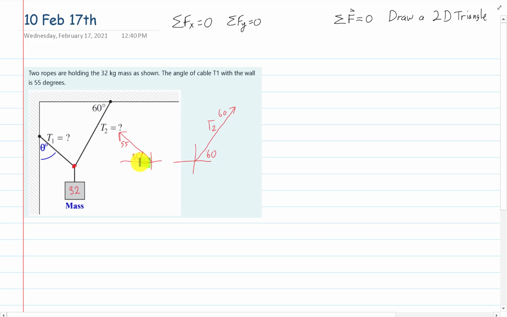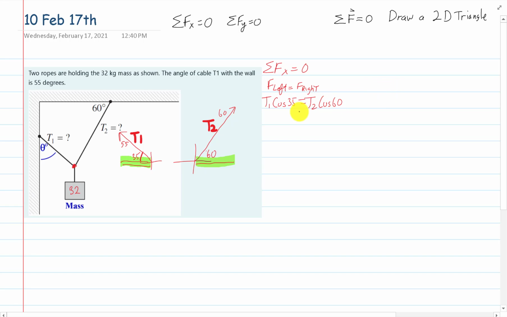I want to get that component of the T1 force, and that component of the T2 force. So I have to get the components of them, and the left has to equal the right. The sum of the forces in the x direction has to equal 0, so the forces left have to equal the forces right. The force left is T1 times the cosine of 35, and that has to equal T2 times the cosine of 60.